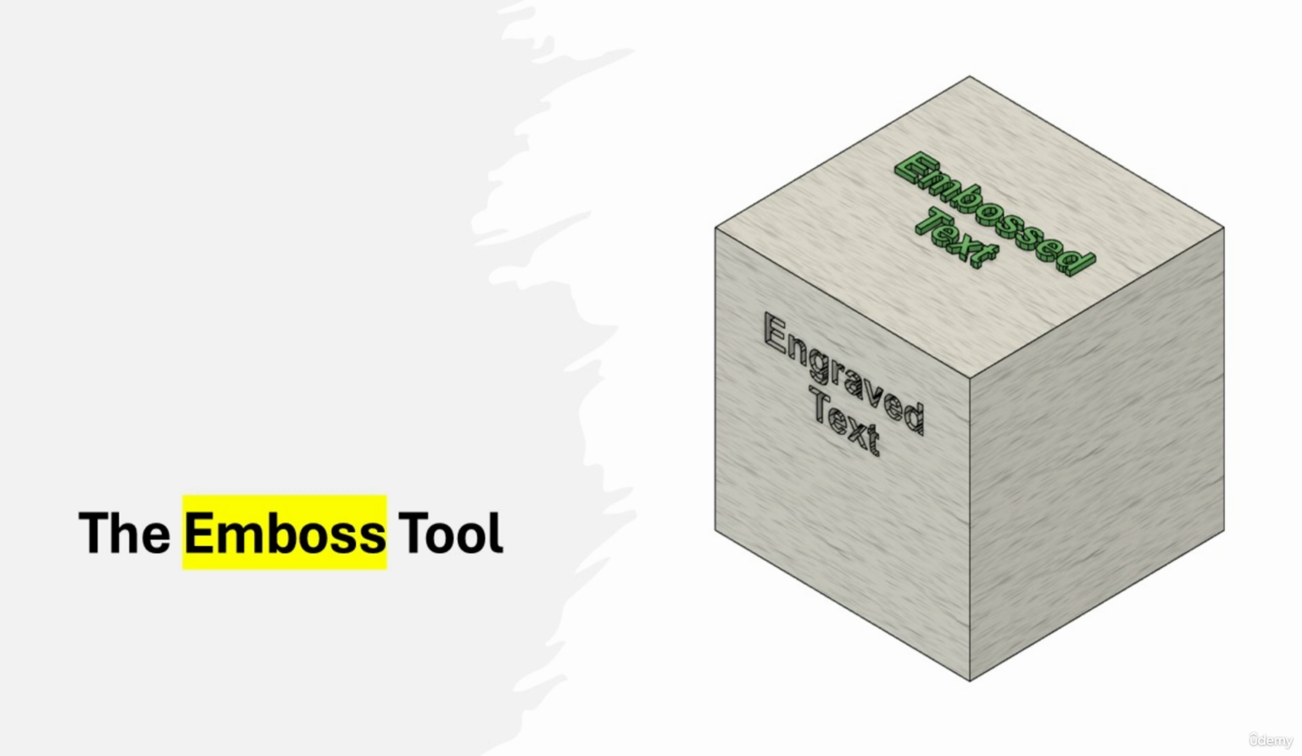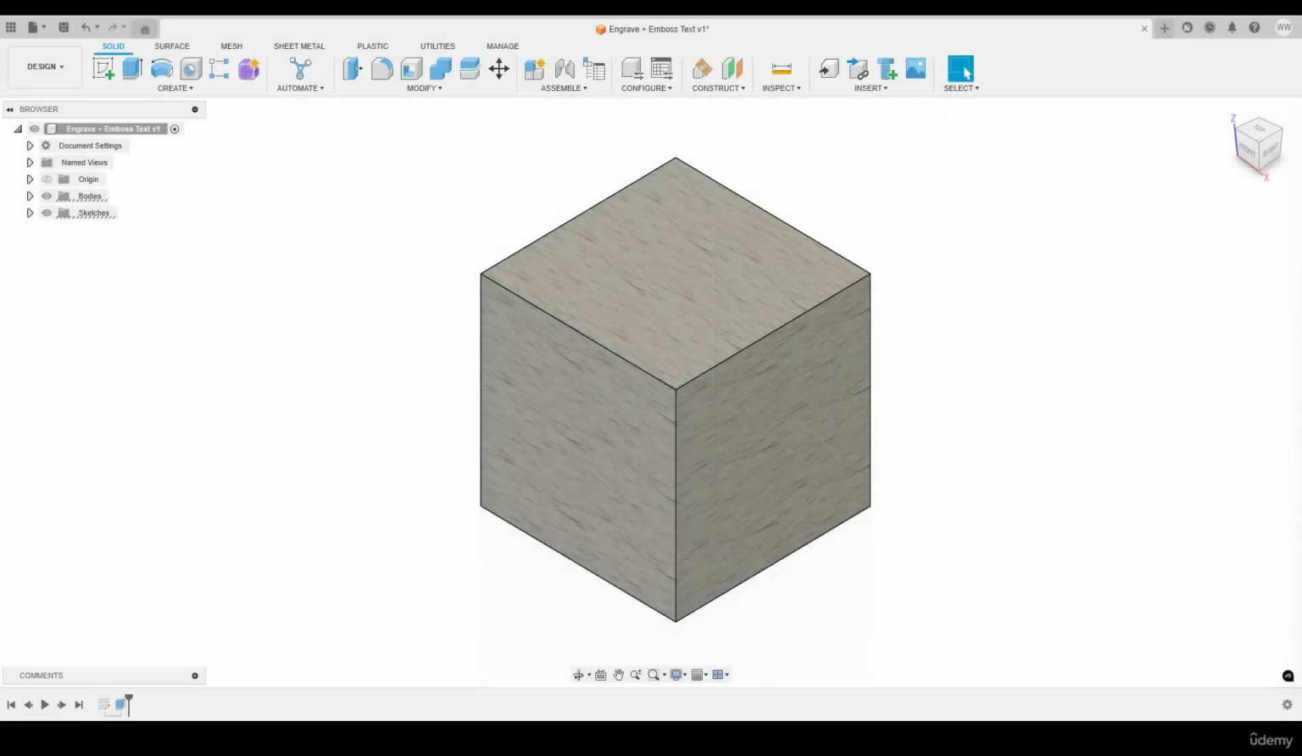The text on the very top is what we call embossed text, where it protrudes from a face. And just below that, the text there is what we call engraved text, which is engraved or carved into the face. So let's move over to Fusion now and see how these tools work.